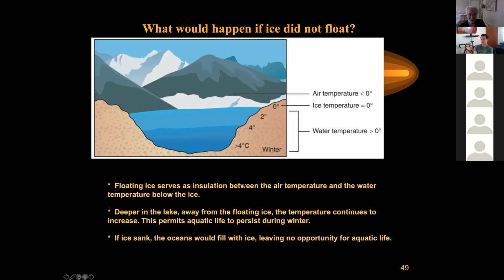The floating ice is like insulation. It insulates between the air temperature and the water temperature. And the deeper in the lake, the warmer the water gets. So this allows aquatic life to persist even during the winter. So if you think about it, if ice didn't float, if it sank, the oceans in the winter would fill up with ice, leaving no opportunity for aquatic life in temperate zones.